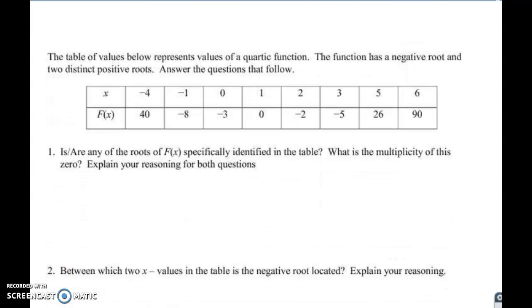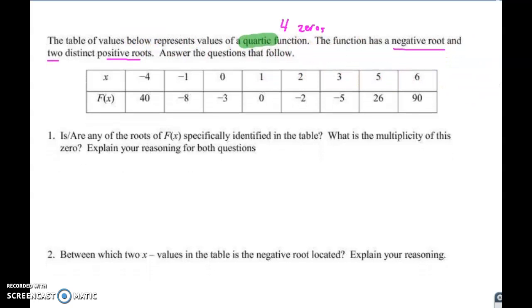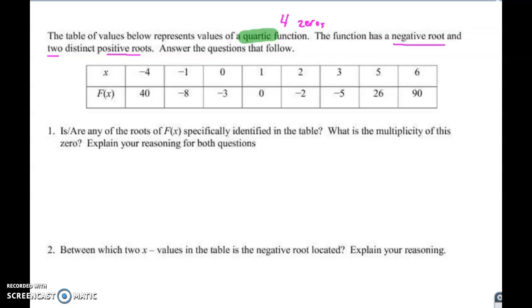So we've been looking at a lot of graphs. Let's look at a table. Make sure you read the directions. I infamously forget about directions sometimes, so hold me accountable that we have a quartic function. As a reminder, that's a clue that we should have 4 zeros. And if we don't have 4 zeros, then we should have some sort of multiplicity here. It has a negative root and 2 distinct positive roots. Yeah, I think that's pretty much everything you need to think about.